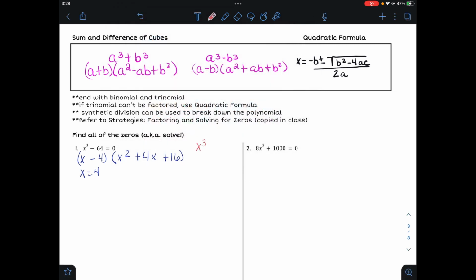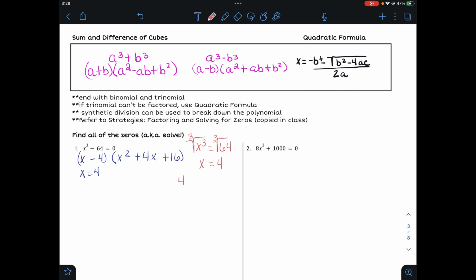So if I had x to the third minus 64 and I move the 64 over to the other side, then I could take the cube root of both sides and I would have had x equals 4 as well. Now, if I would have done that, I'm still needing my two other roots, no different than I do here. If I started this way, I then could use synthetic division.